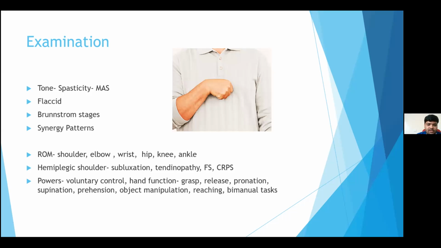And when you assess the powers, look at the voluntary control in the presence of the tone. Comment on the tone. How is their hand function, grasp, release, how the forearm movements, how they manipulate objects, how can they reach, what is the ability to do bimanual tasks.